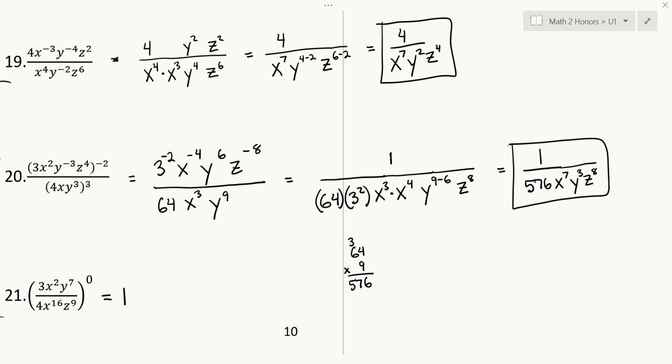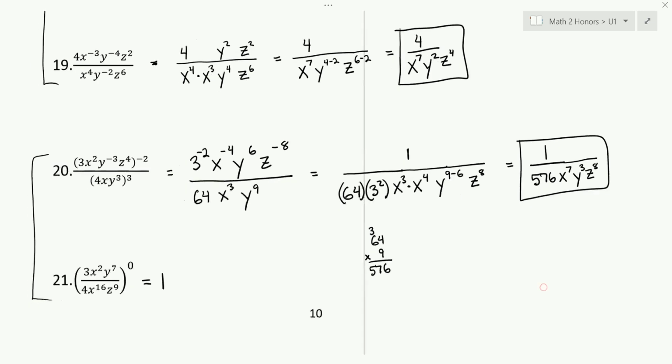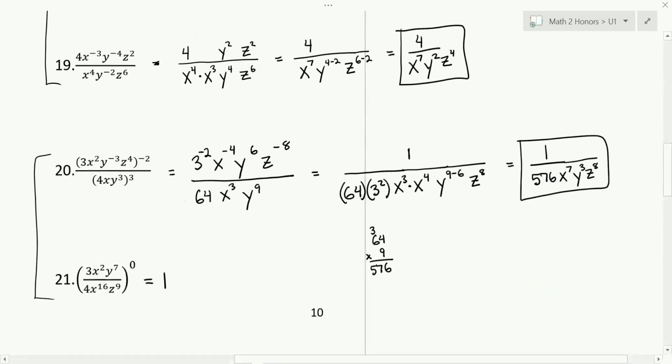All right, let me show you real quick and then see you guys later. Here it is. 21, guys, anything to the 0 power is 1. Right? And then 20, take a look at that.